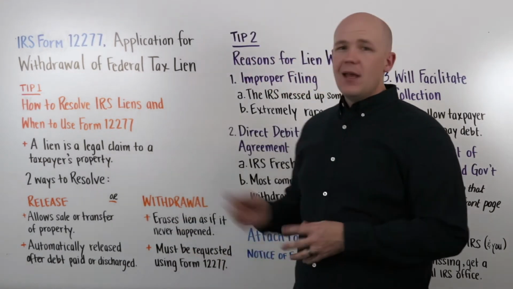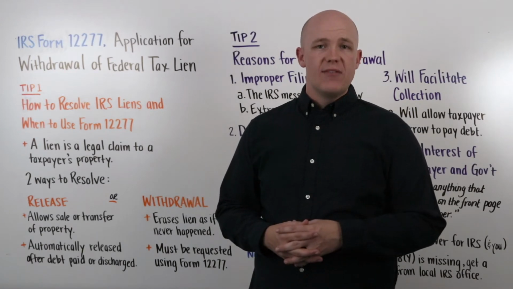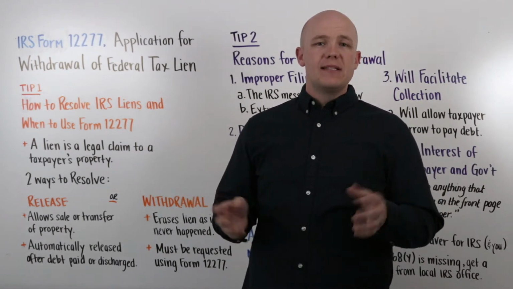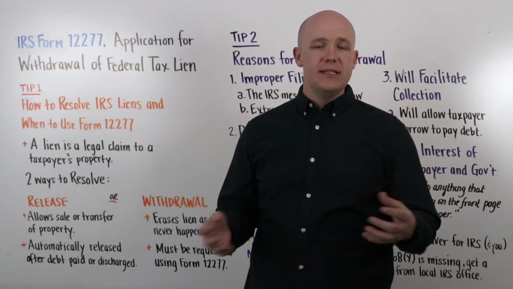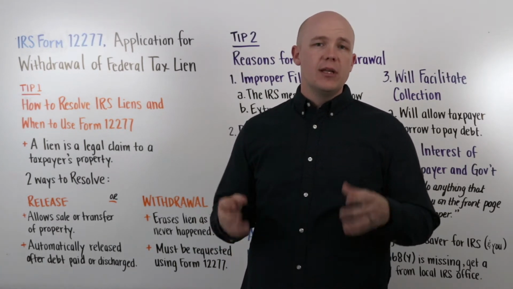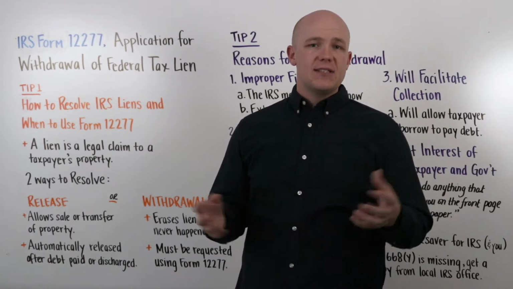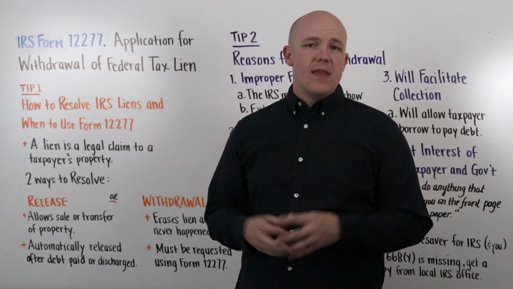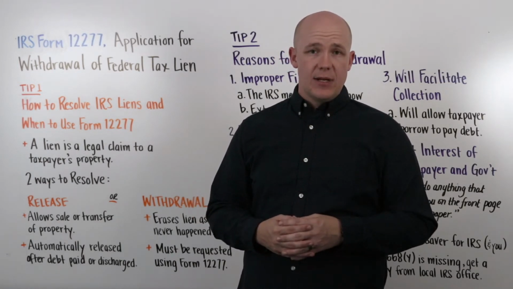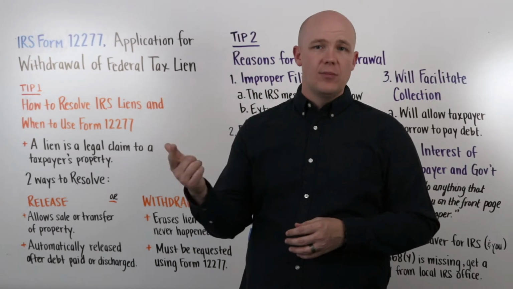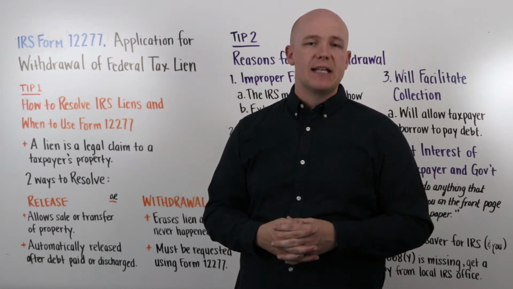Tip number 1. How to resolve IRS liens and when to use Form 12277. When a taxpayer lets their tax debt go unaddressed for too long, the IRS will respond by placing a lien on their assets. By issuing a lien, the IRS is asserting a legal claim to the taxpayer's property as a security against the tax debt. That claim, if left unchecked, will end with the IRS seizing the taxpayer's assets, bank accounts, valuables, real estate with equity in an attempt to fulfill the outstanding tax debt.